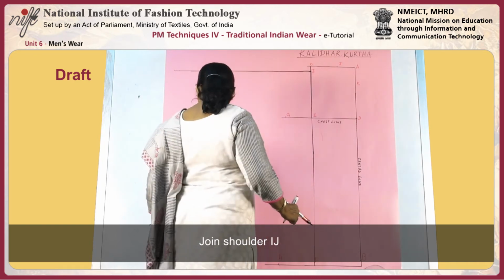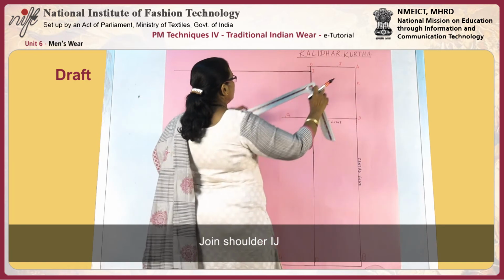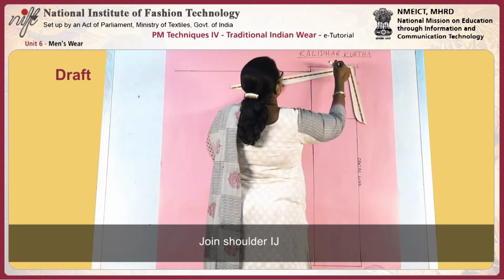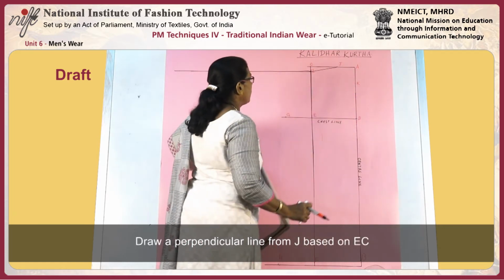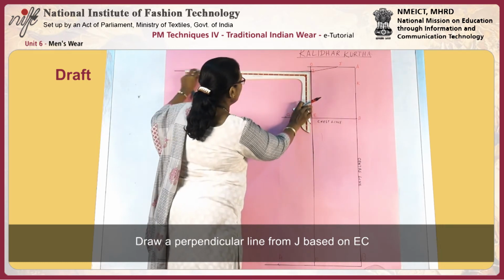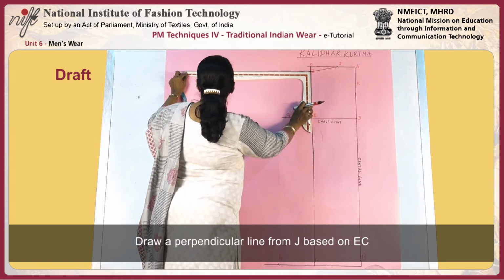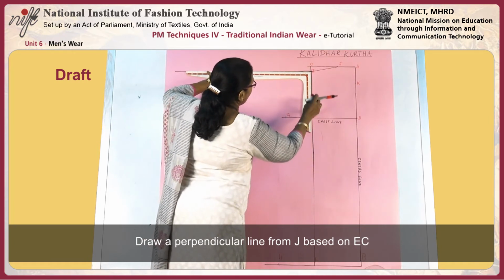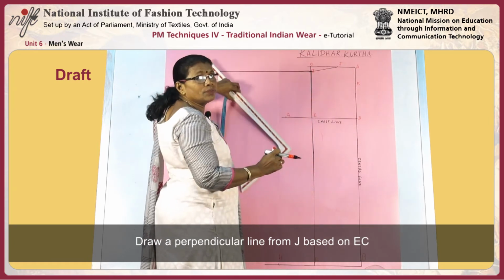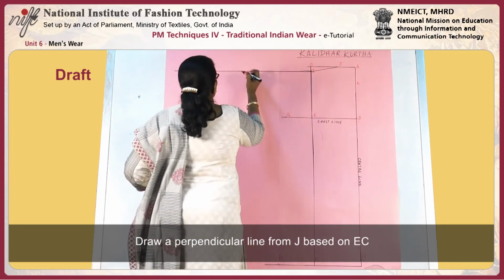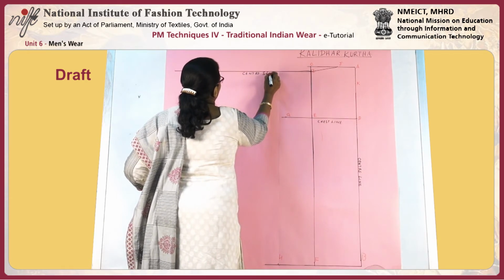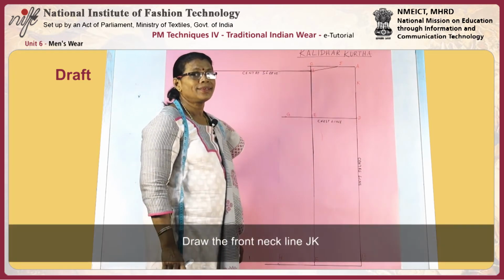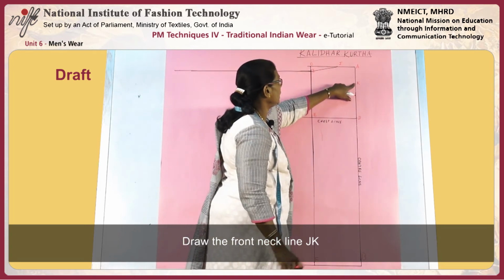Now join shoulder from I to J. And draw a perpendicular line to the EC, which is for the center sleeve. Draw the front neck from J to K.